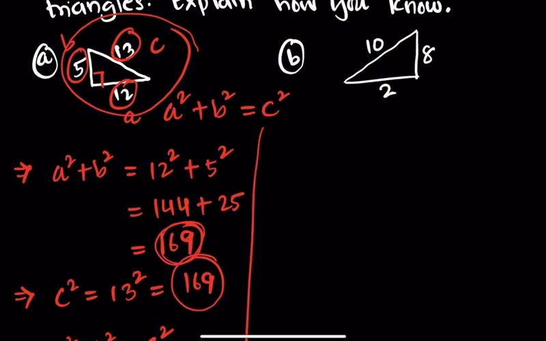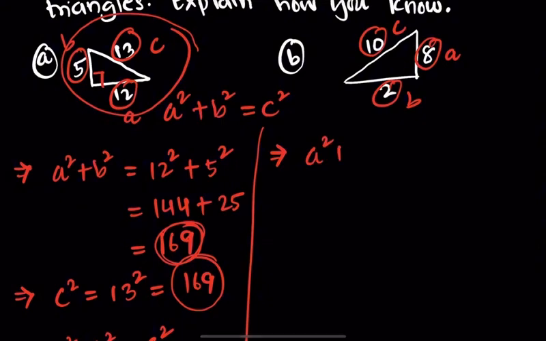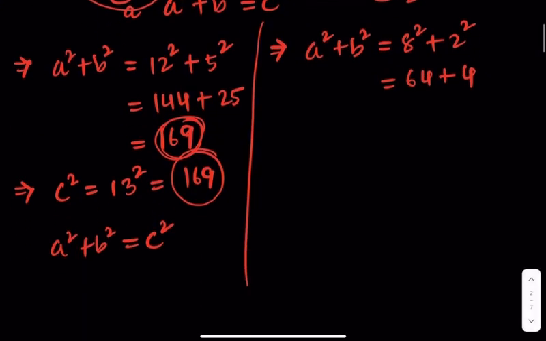Now let's check for the second triangle. Let this be A, let this be B, and let this be C. Now let's see how much is A squared plus B squared. Since A is 8, A squared means 8 squared, B squared is 2 squared. 8 squared is 64, 2 squared is 4, 64 plus 4 is 68.